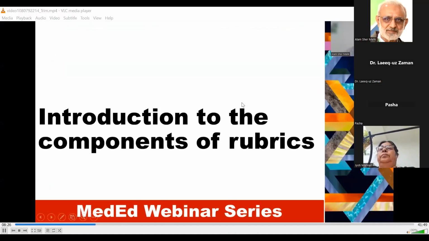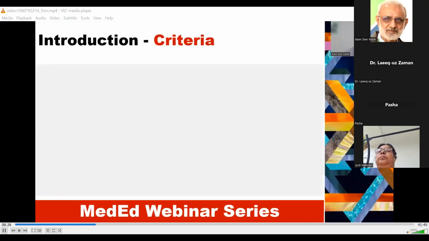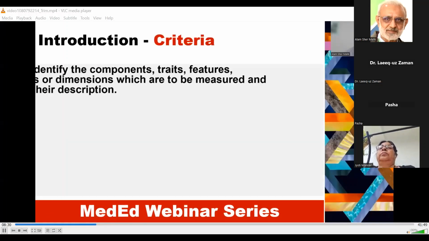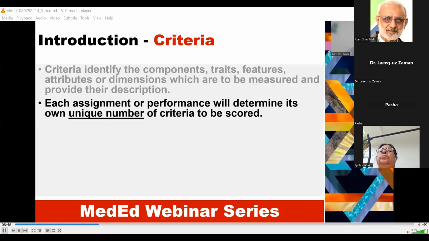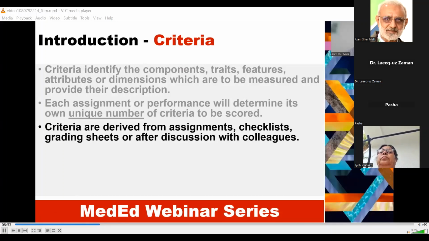Let us talk about each of these components. Criteria identify the components, traits, features, attributes, or dimensions which are to be measured or assessed and provide their description. Each assignment or performance will determine its own unique number of criteria to be scored. Criteria are derived from assignments, checklists, grading sheets, or after discussion with colleagues.